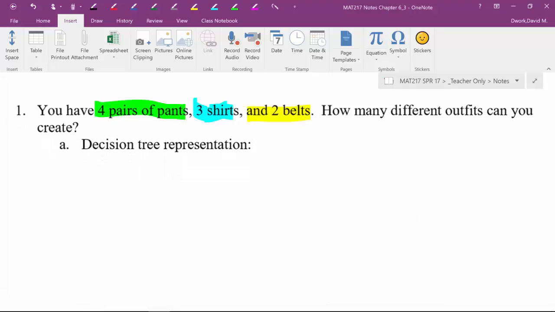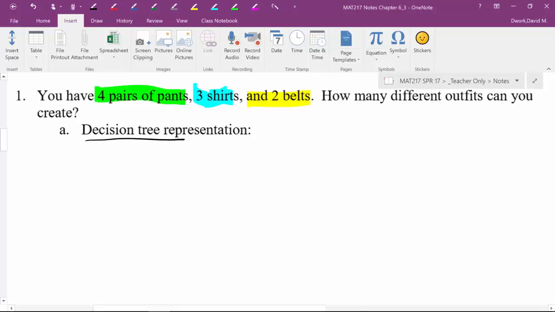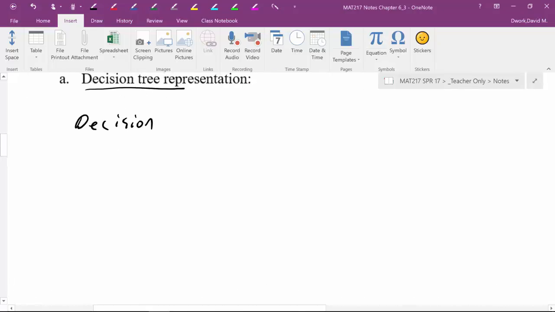One method we can use to figure this out is called a decision tree. What that means is you start off by asking, what is the first decision I need to make? Well, I'm going to pick a pair of pants, because this person really doesn't care what pants get paired up with what shirt. So they literally just reach into their closet and pull a pair of pants. Now, when we're making our first decision, the question is how many choices do we have?